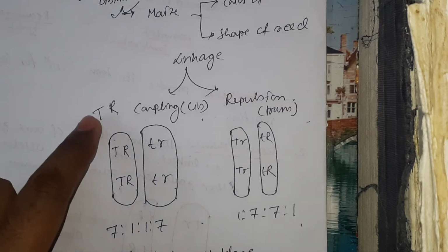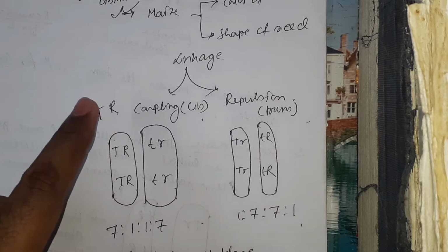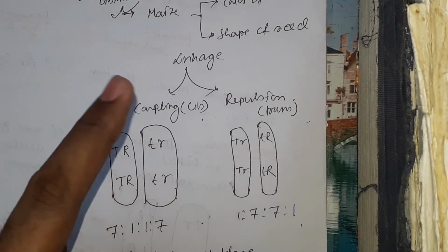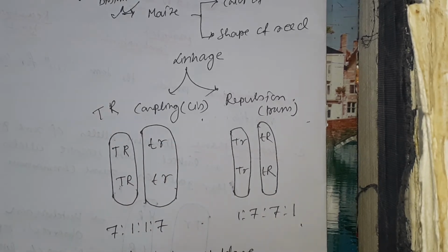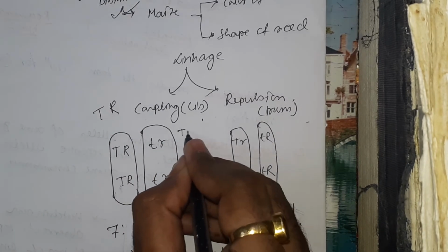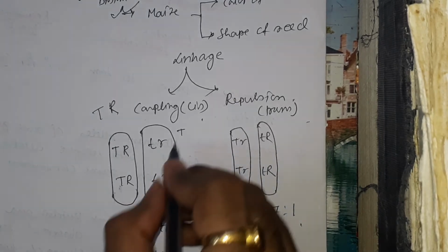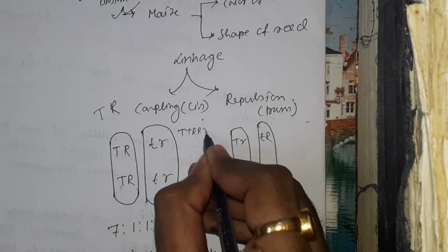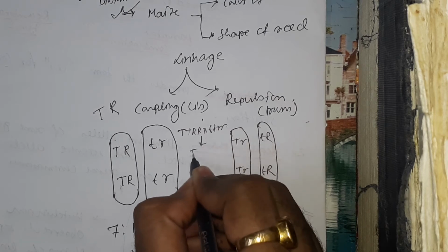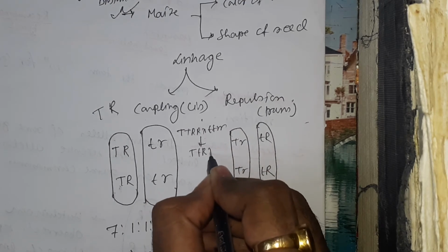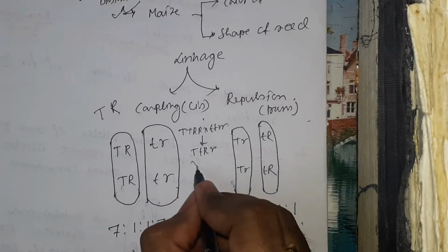In that case, if we undergo a cross between a parental dominant type and a parental recessive type, then we will have our F1 generation, right? This is something like that. This will be our parental type, and which will give us the F1 generation.